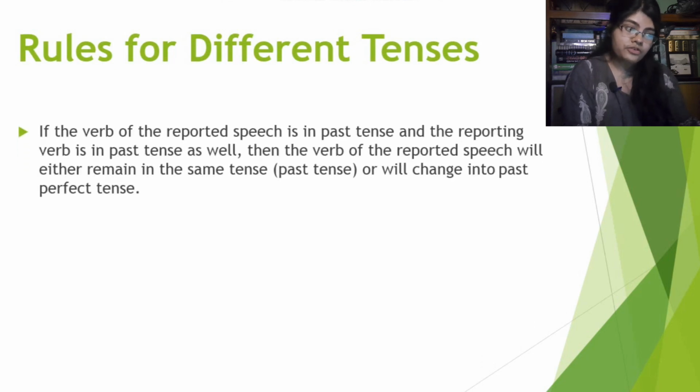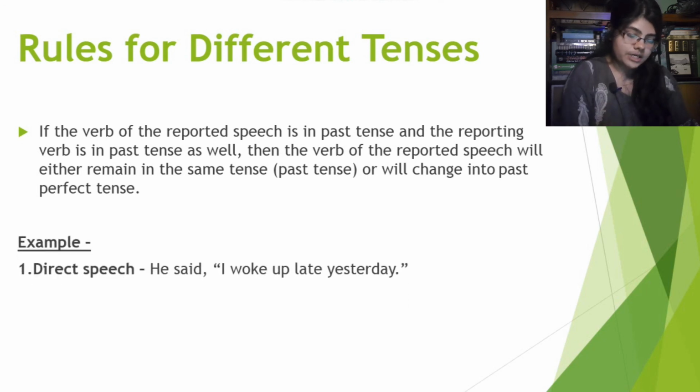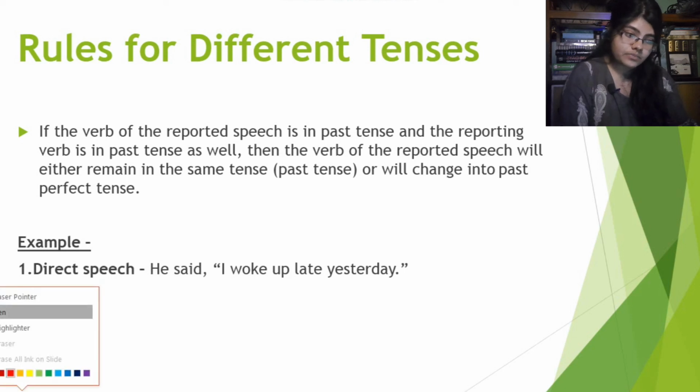If the verb of the reported speech is in past tense and the reporting verb is in past tense as well, then the verb of the reported speech will either remain in the same tense, which is the past tense, or will change into past perfect tense. I will give you an example. Direct speech: He said, "I woke up late yesterday."